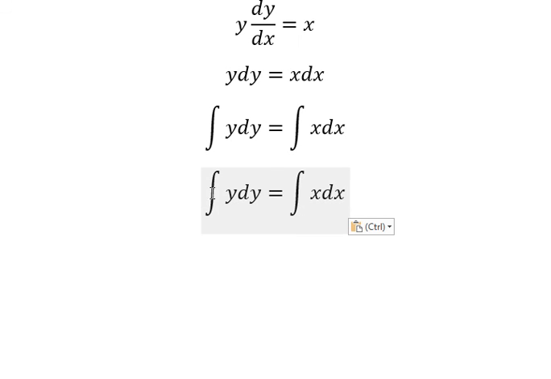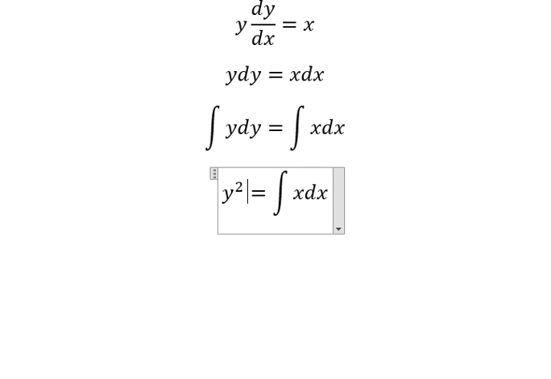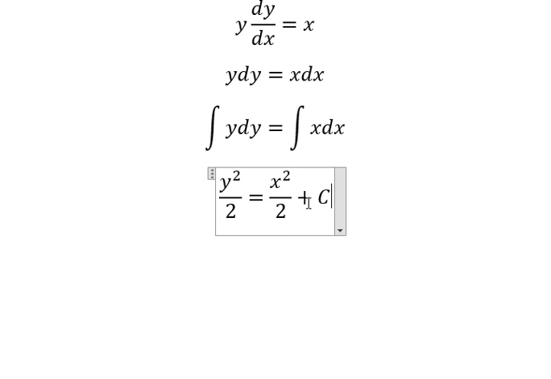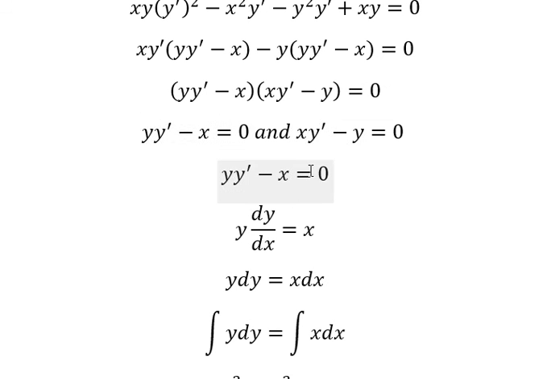The integration of this one, we have y squared over 2. This one we have x squared over 2. And we put c. Now let's go to the second one.